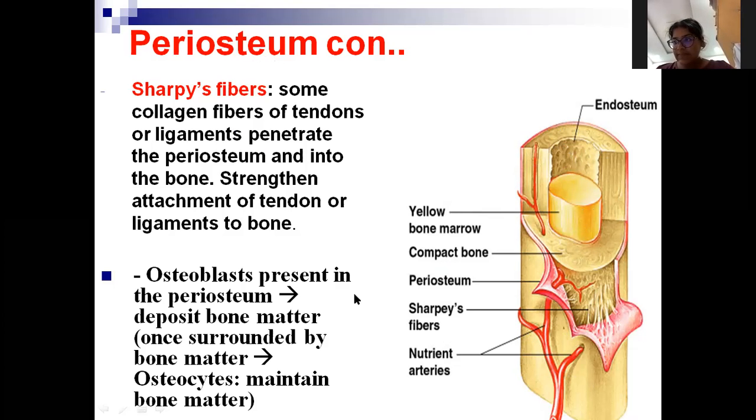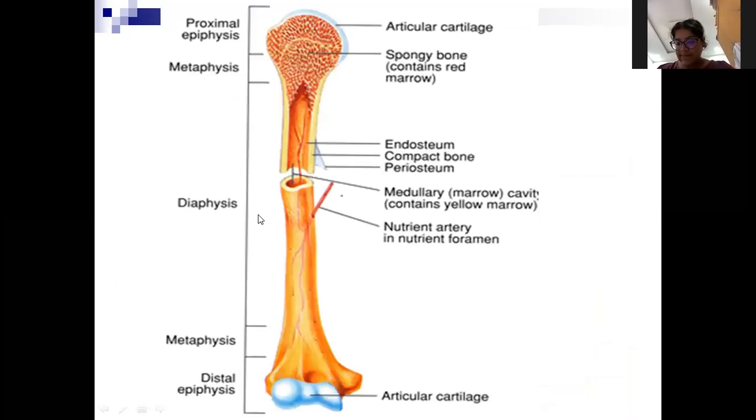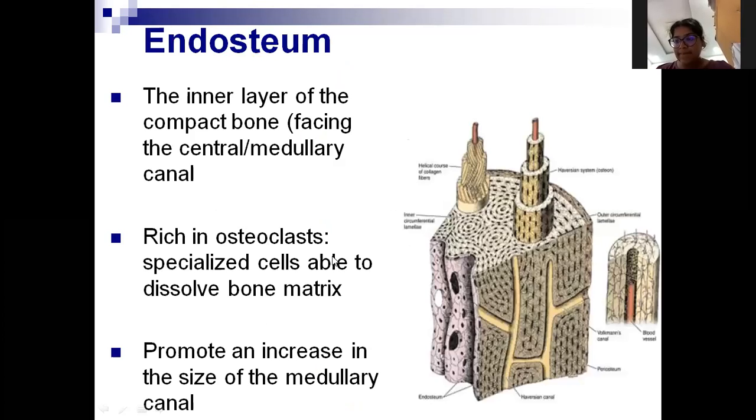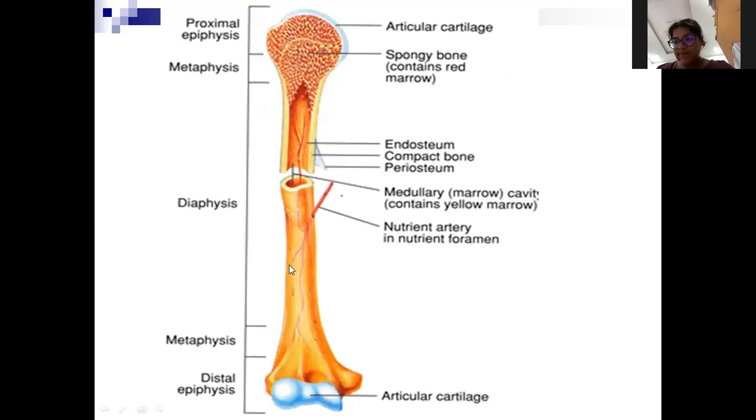Okay, beta? Now, whatever is important for tomorrow's exam, I'm concentrating more on that. See, when you look at this bone, for the outer table we use the word periosteum, and the inner table we call endosteum. Between the periosteum and endosteum we have the compact bone, and in the middle you have an empty space, that is the medullary cavity.